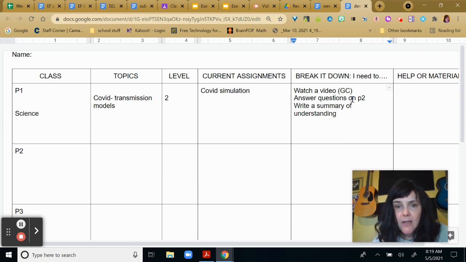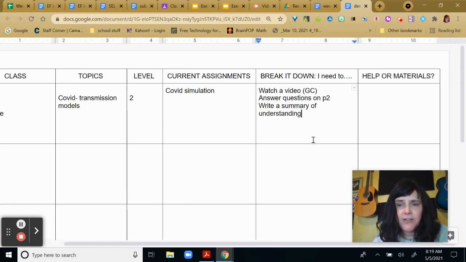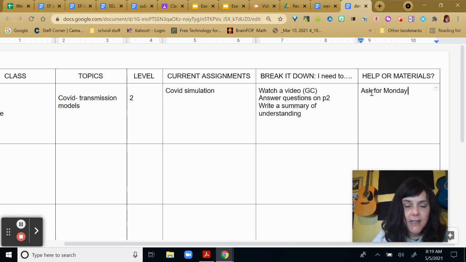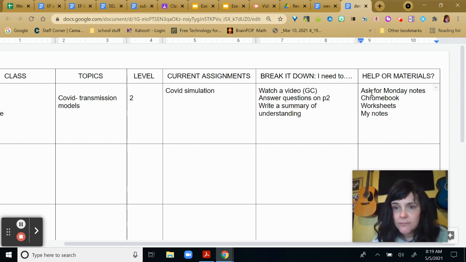Okay. Last one says help or materials. Oh, I missed class on Monday. So ask for Monday notes because I missed class. So I need to get those notes so that I have all the information. Do I have any other materials that I need? Got to make sure I have my Chromebook. Got to make sure I have my worksheets. Got to make sure I have my notes, also like my comp book.